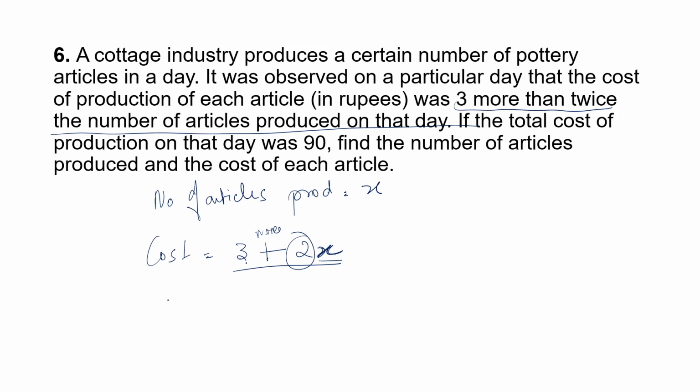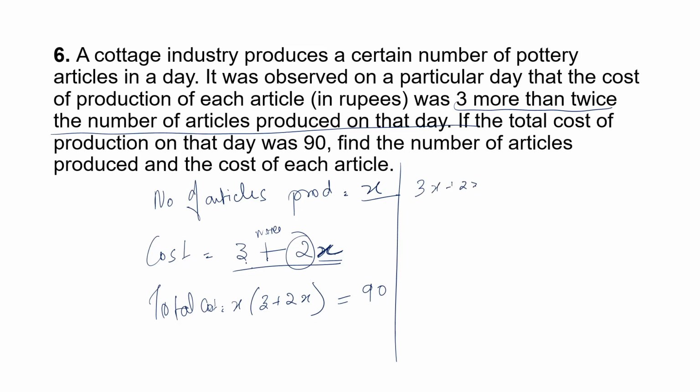If the total cost, same as the previous sum, the total cost will be x into (3 plus 2x), number of articles produced times cost of the article, that is equal to 90. So you can solve this by yourself. 3x plus 2x square minus 90 equal to 0, so 2x square plus 3x minus 90. Okay, fine, we can't cancel anything, so we'll go a into c, minus 180, factorize.